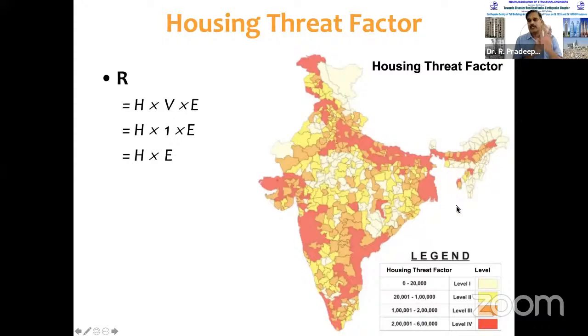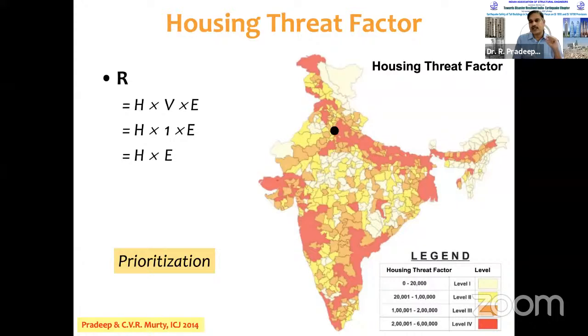When we overlap this hazard and exposure, we term it the housing threat factor map. Every red patch needs to be focused on, and we need to think about the built environment in these red patches. This map is not for scaring people, but for prioritizing earthquake mitigation activities. All the major cities, Delhi, Mumbai, Calcutta, Chennai, Bangalore, Ahmedabad, Hyderabad, and many more, are located in these red zones. That means the threat is very high and we need to worry about it.